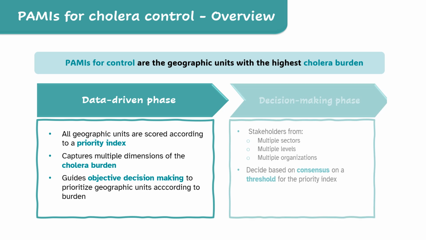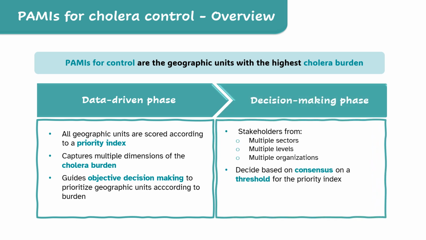The second phase is the actual decision-making on PAMIs. Decision-making on the list of PAMIs is achieved by consensus among country stakeholders representing various sectors, different levels, and multiple organizations. These stakeholders decide together, by consensus, on a threshold for the priority index calculated at the first phase. All geographic units with a priority index above the selected threshold are then PAMI for cholera control.